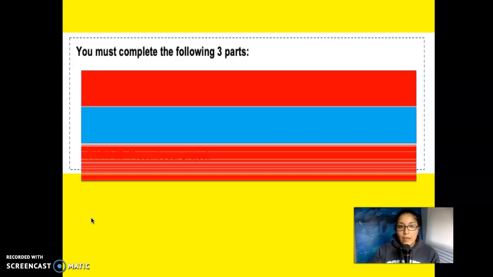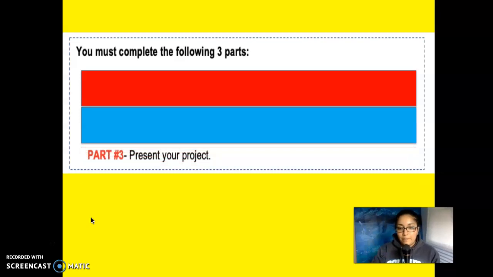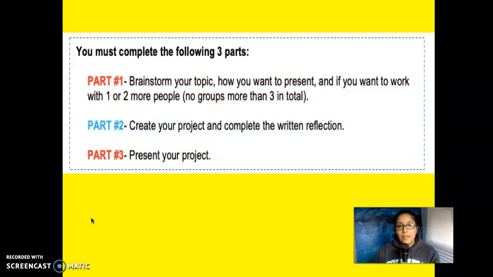All right, so for this project, you have to complete three parts. The first part of your project is to brainstorm your topic, how you want to present, and if you want to work with 1 or 2 other people. If you want to work with someone else, you cannot be in a group of more than 3. So there should be no more than 3 people in your group.